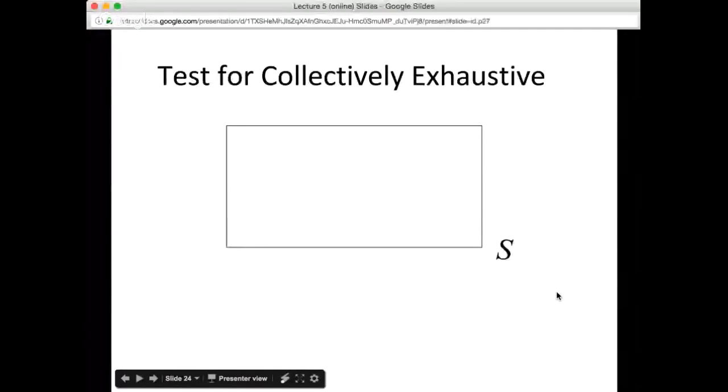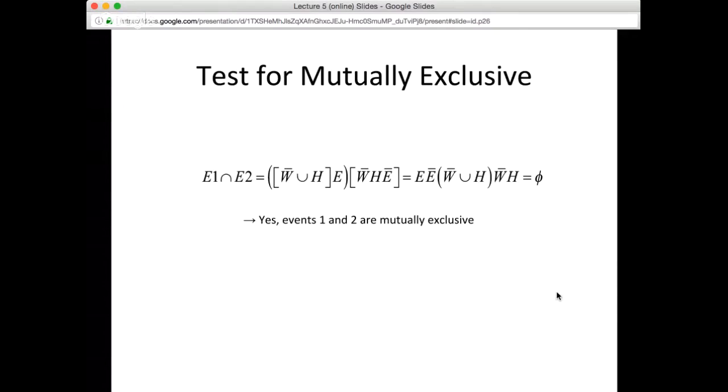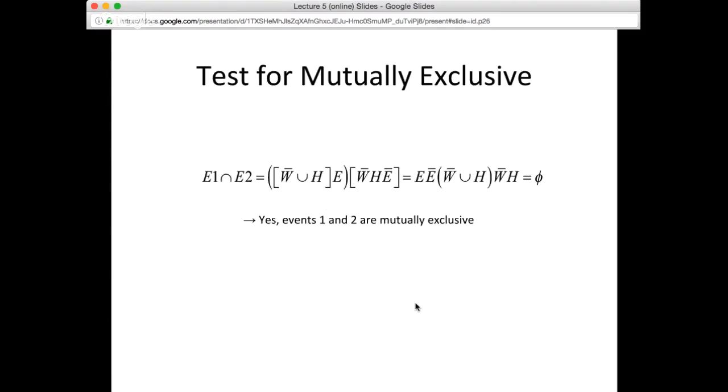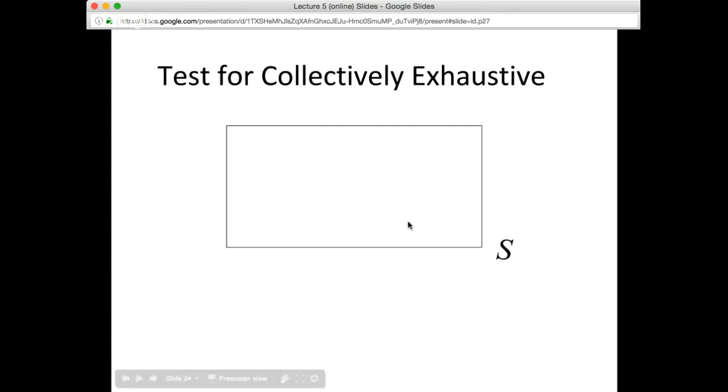Okay, so remember we were trying to determine if events 1 and 2 were collectively exhaustive. So that was one of the questions we're trying to answer. Are events 1 and 2 mutually exclusive? We determined that they are mutually exclusive. And now we're trying to determine if they are collectively exhaustive. And so the way that we do that is we draw a Venn diagram.